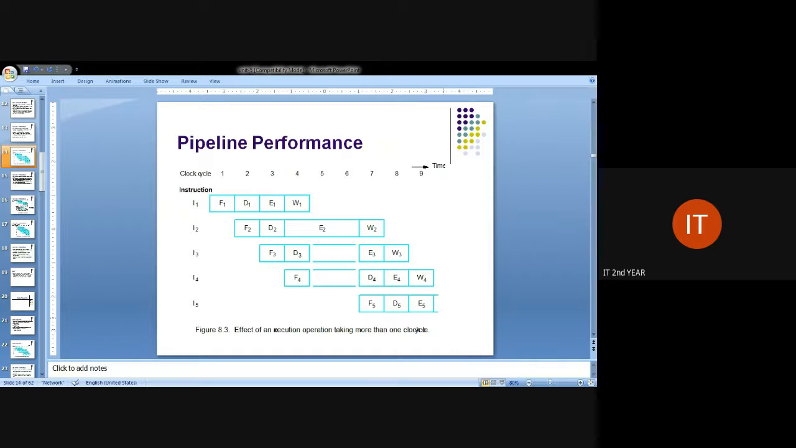As the execution phase gets longer for instruction 2, it will be reflected in instruction 3 and instruction 4, followed by instruction 5. Ultimately, we have to reduce the number of clock cycles taken for completing a particular instruction in a prescribed period of time, right? So this will be the effect of an execution operation taking more than one clock cycle.